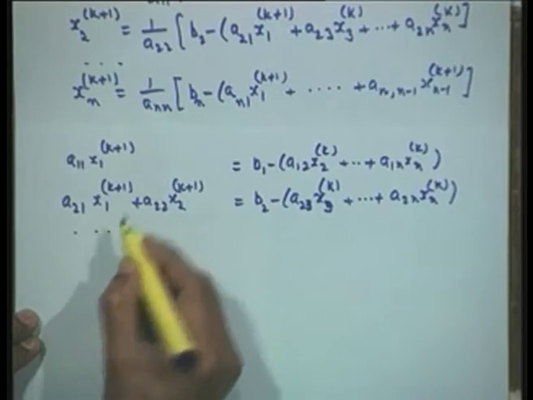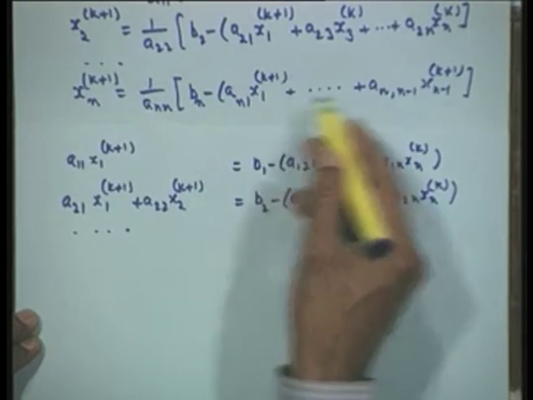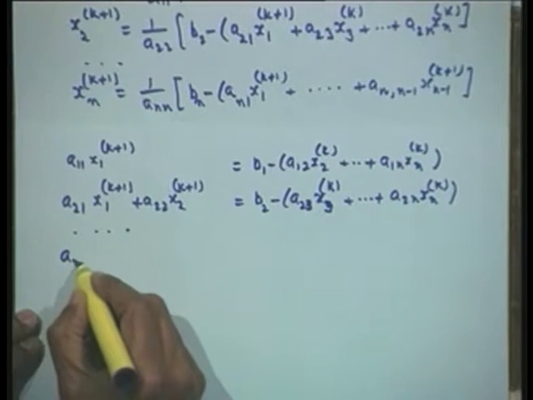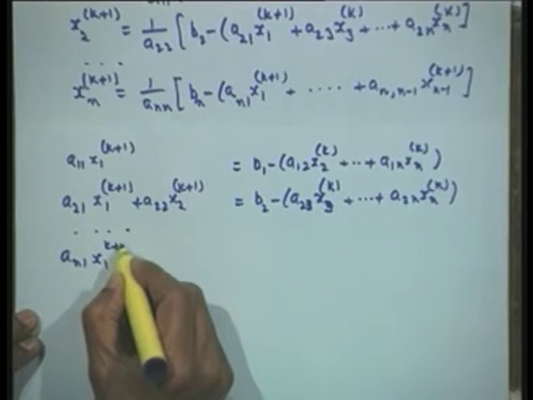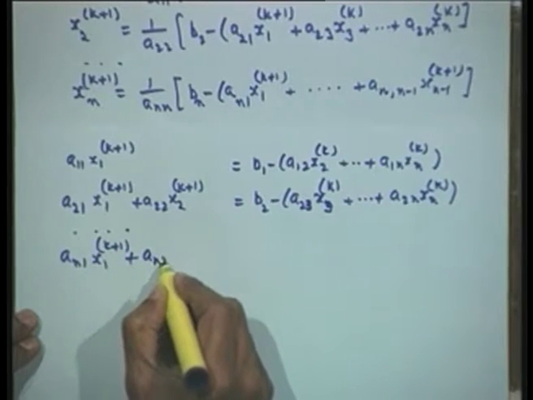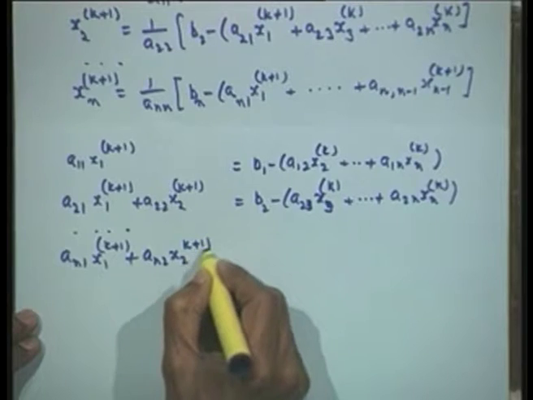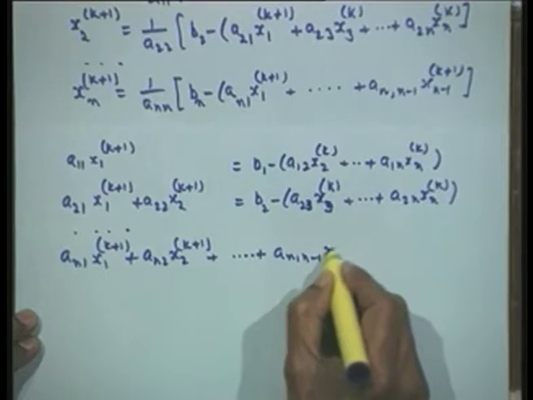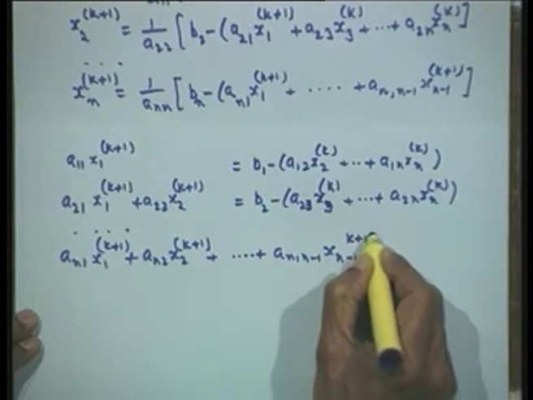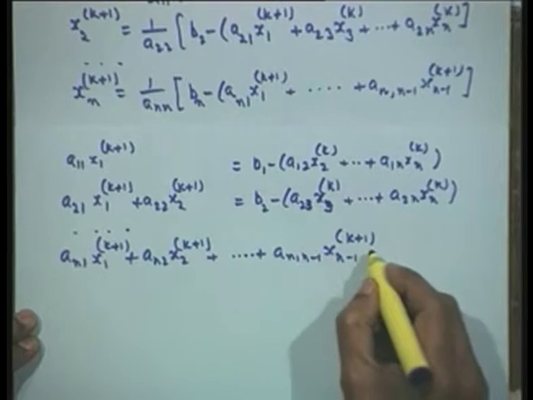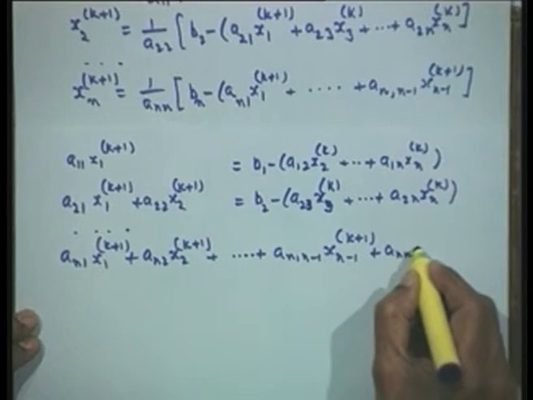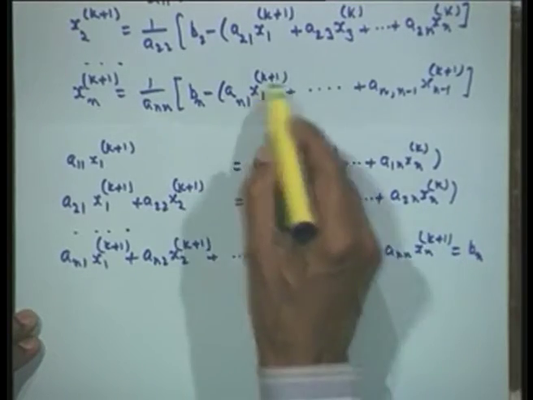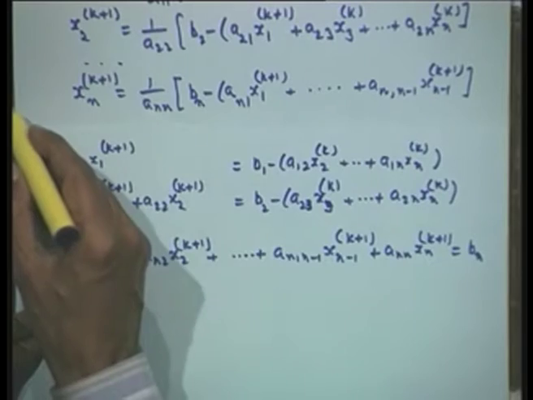Now, if I go to the last equation, I am multiplying this, all of them belong to the current iterate. So, all of them come to the left hand side. So, I will have here a_n1 x_1^(k+1) plus a_n2 x_2^(k+1) plus so on, a_n,n-1 x_(n-1)^(k+1) plus a_nn x_n^(k+1) is b_n. So, all of them are current iterate only. So, all of them will come to the left hand side.